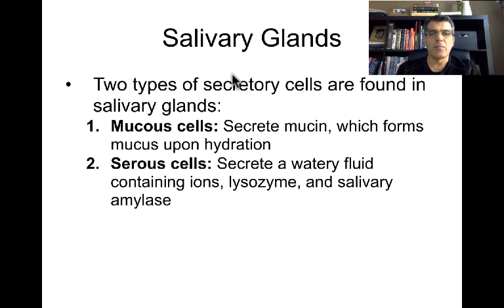Our salivary glands are composed of two different distinct types of cells. They have mucus cells and they have serous cells. Mucus cells, of course, produce mucin. Serous cells, however, produce very watery fluid. This watery fluid contains ions, lysozyme, and amylase. So mucus cells produce mucin. Serous cells pretty much produce the rest of the items that we talked about. Means water, ions, lysozyme, enzymes.